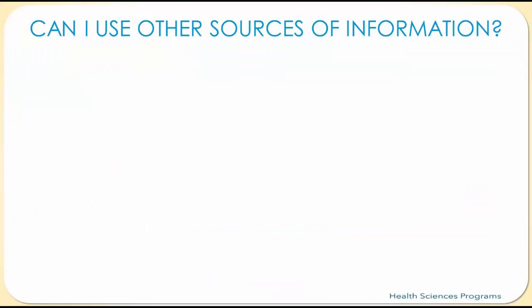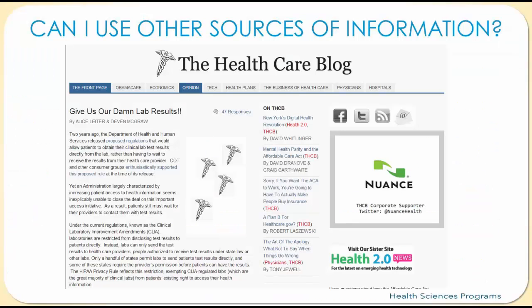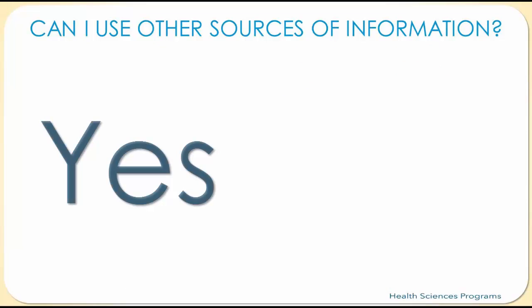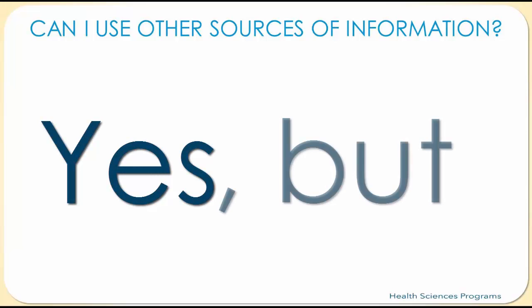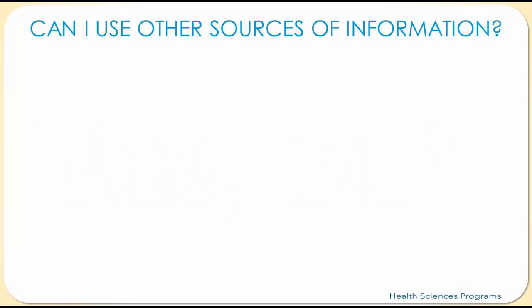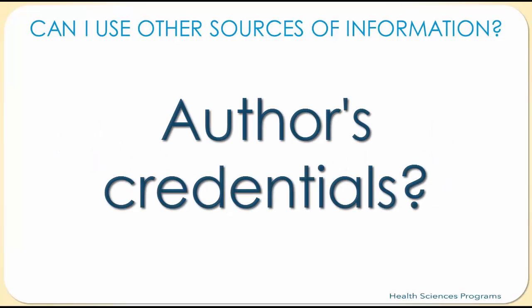What happens when you find information that is outside of a peer-reviewed journal or publication? Can you still use the information in your research or assignment? The answer typically is yes, but you first must consider how credible the source is. First, consider the author's credentials. Why would he or she be considered an expert on the topic?